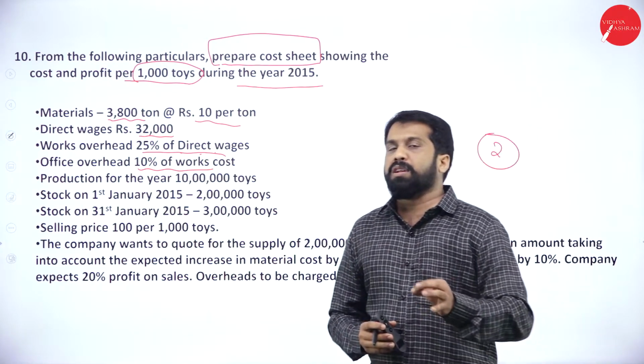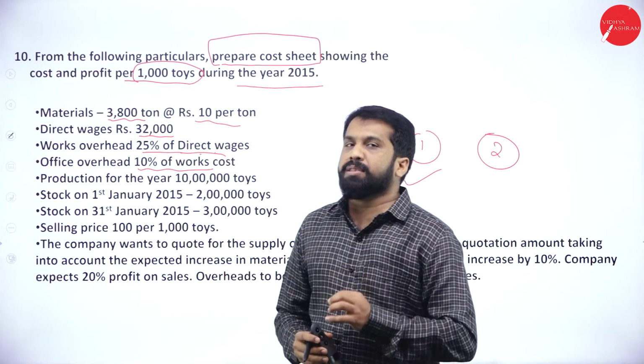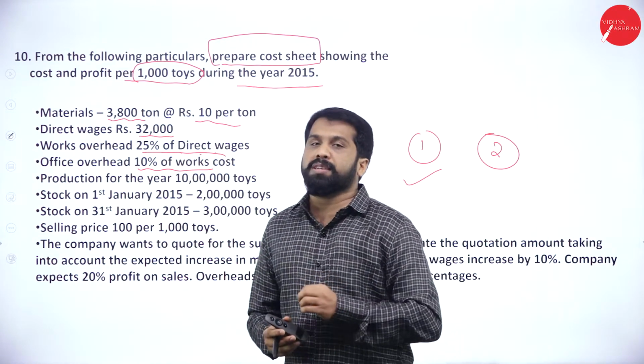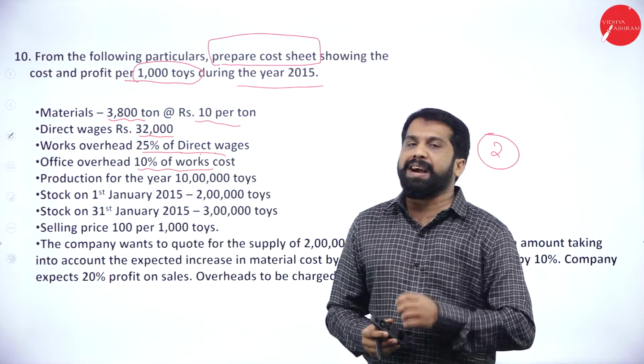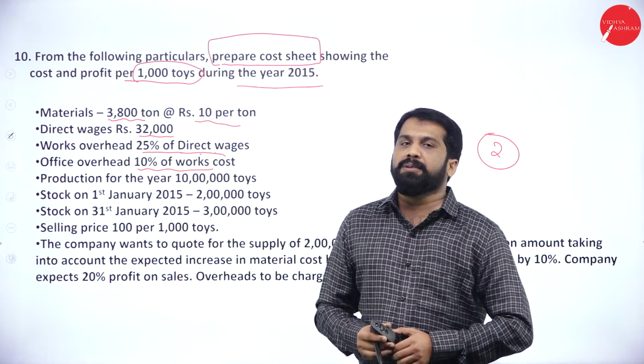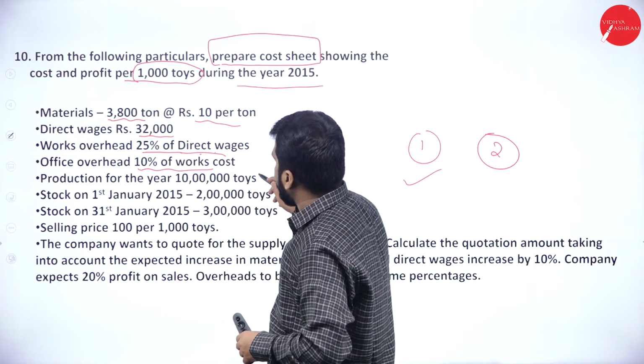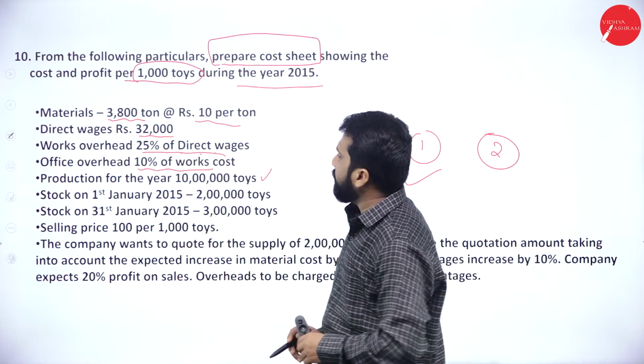So, whatever office overhead you got, you have to calculate 10% on what? Work cost. What is your work cost? If you add factory overhead, that is only your work cost. We'll solve this then. Production for the year, 10 lakh toys.